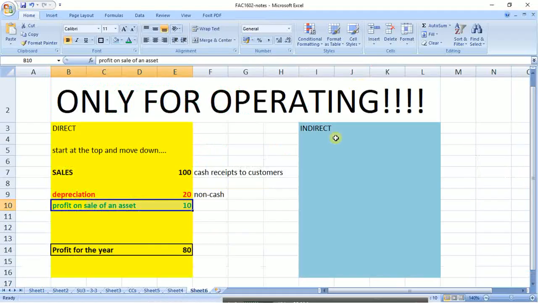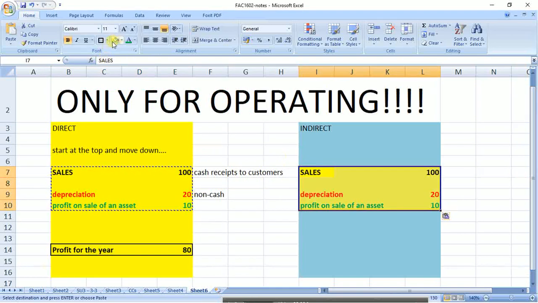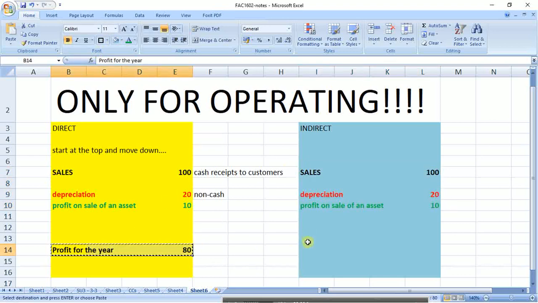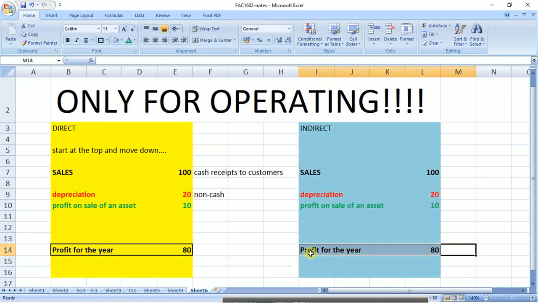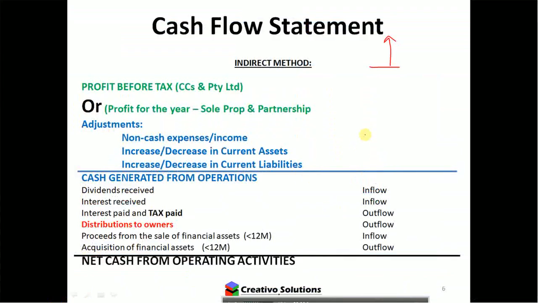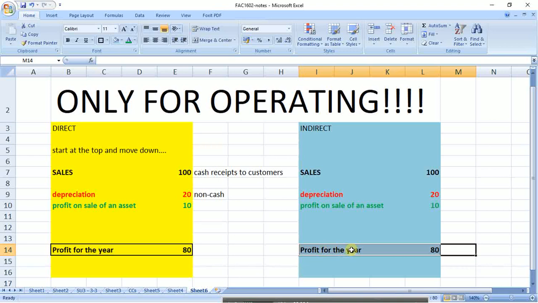So now let's go back to our example. Okay, so sales, all of that goes here. And I'm going to put this there as well. Okay, so exact same scenario, except this is indirect. So indirect says I start where? Bottom to top. Exactly. So now I'm starting at that point in time. So what am I going to show in my solution? I'm going to show 80 there. Do you agree? Yes. 80 is the profit before tax. Okay, we'll assume this is a sole proprietor. A sole proprietor wouldn't have tax. Okay, well, same as a partnership.